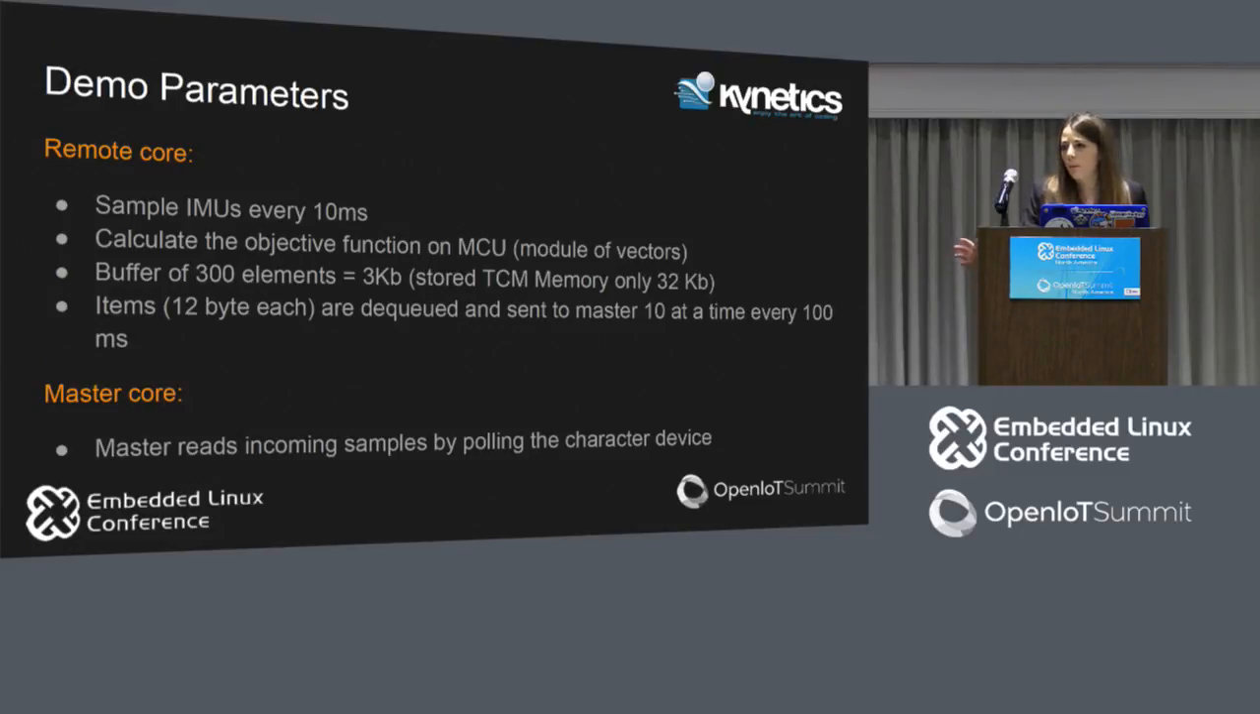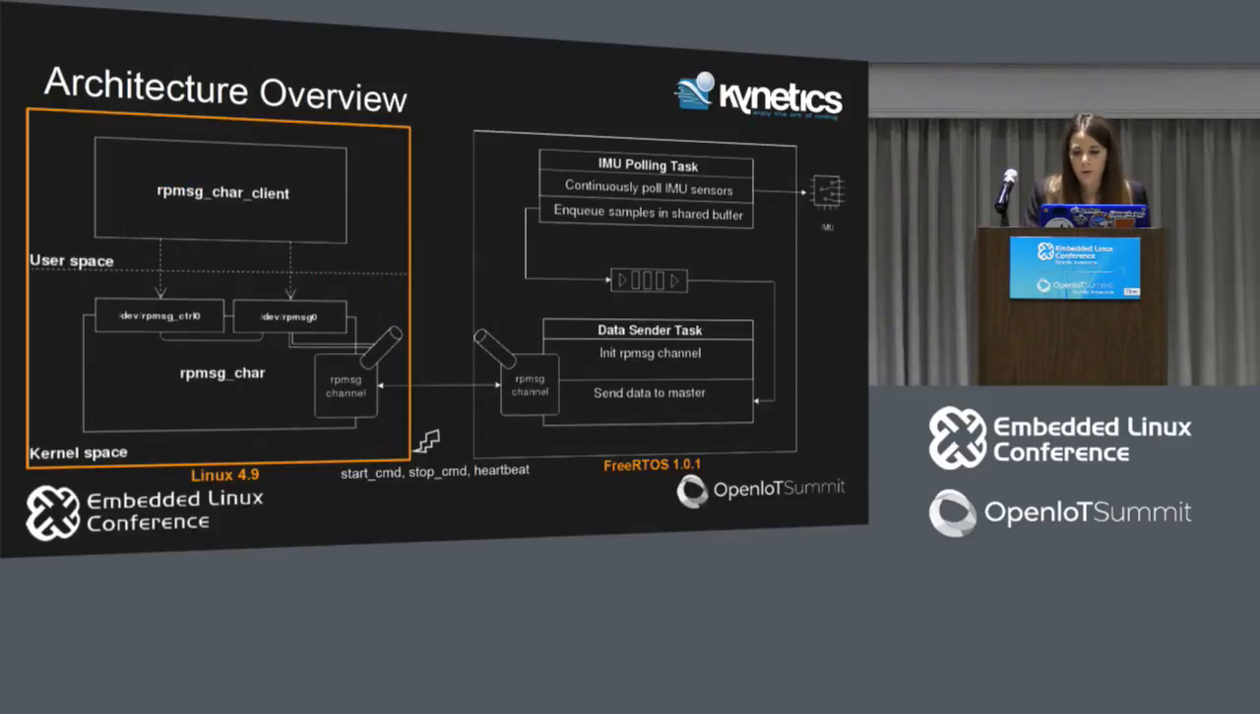On the master core, we have a much simpler application. It's a user space Linux application that just polls the character device, which represents the RPMsg endpoint, and dumps the data received on a text file. So here we have an overview of the architecture of the demo application.